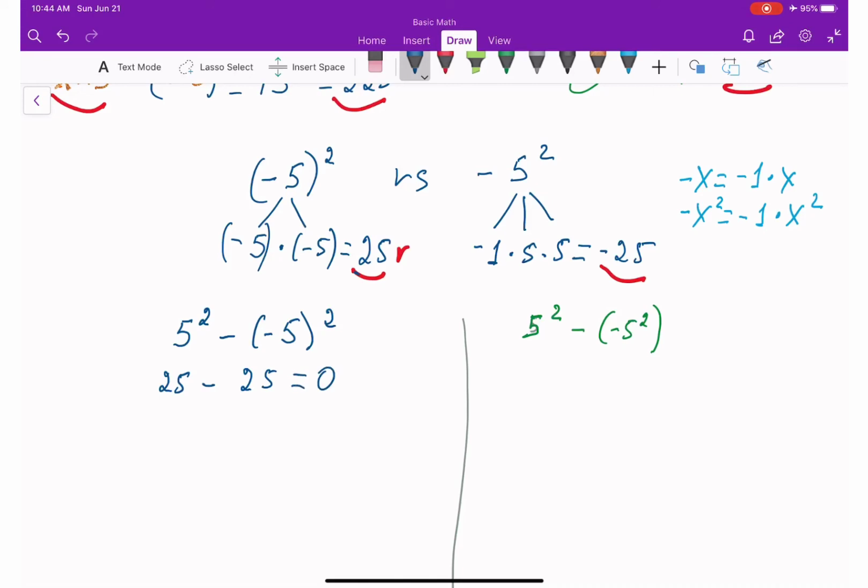Now let's solve here. 5 squared is 25. Now minus, since we have negative 5 to power 2, so that is going to be, we already showed it, negative 25, right? So it's going to be minus negative 25. And as a result, we get 25 plus 25. And the answer is going to be 50. Okie dokie.